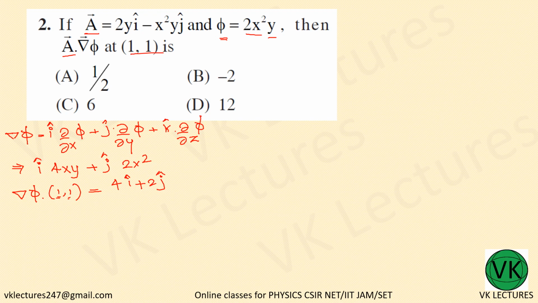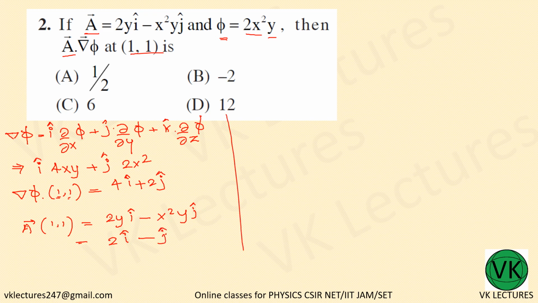Right. Now what you want? Now what we want is vector A at 1 comma 1, which is nothing but 2y i minus x square y j. Right. Now at 1 comma 1 what happens? y equal to 1, so 2i cap minus 1 j cap, both are 1, so j cap.